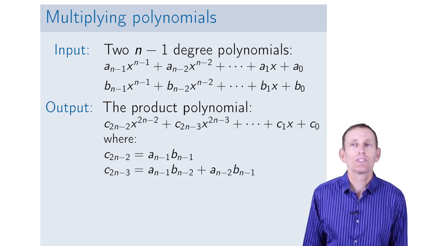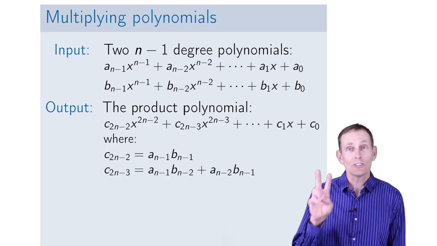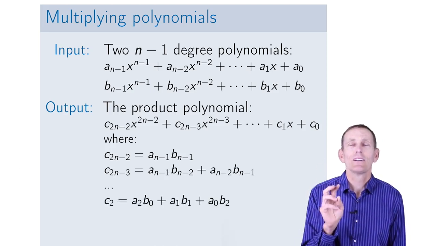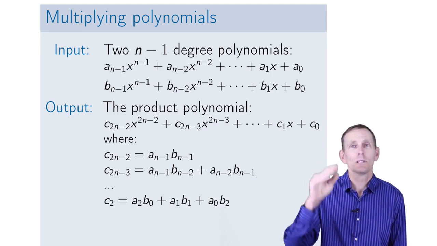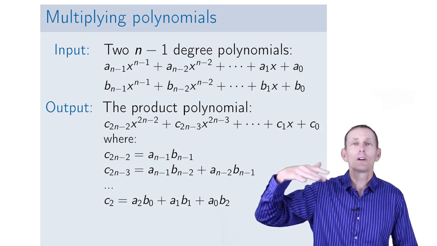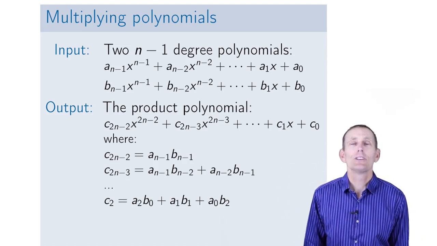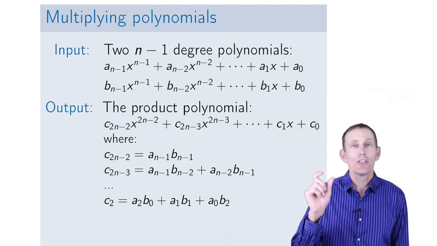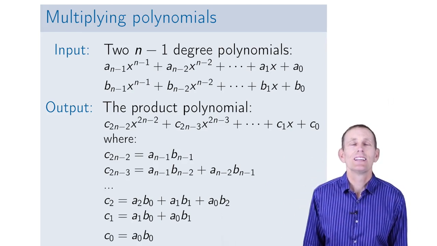The c sub 2n-3 term comes from a sub n-1 times b sub n-2, and a sub n-2 times b sub n-1. So it's got two terms that multiply together. The c sub 2n-4 term would have three terms that multiply together. We have more and more terms that get multiplied and summed together, and then fewer and fewer back down. So c sub 2 has 3 pairs which get added together. c sub 1 has 2 pairs, and c sub 0 has 1 pair.